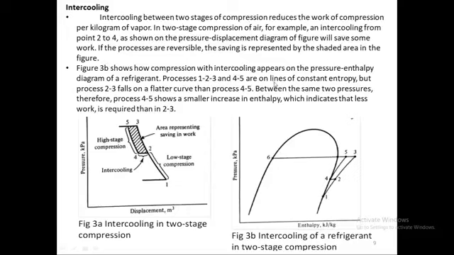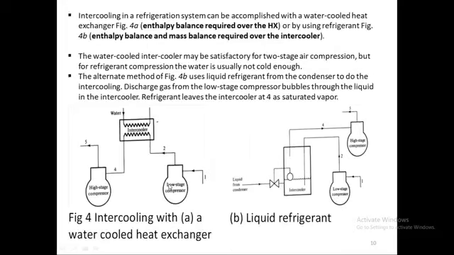Processes 1, 2, 3 and 4, 5 are on lines of constant entropy, but process 2, 3 falls on a flatter curve than process 4, 5 between the same two pressures. Therefore process 4, 5 shows a smaller increase in enthalpy, which indicates that less work is required. So the enthalpy at point 3 will be higher than the enthalpy at point 4. We get a lower enthalpy if we follow 1, 2, 4 and 5 instead of going 1, 2 and 3. So that's the idea. This is how we can save the work.